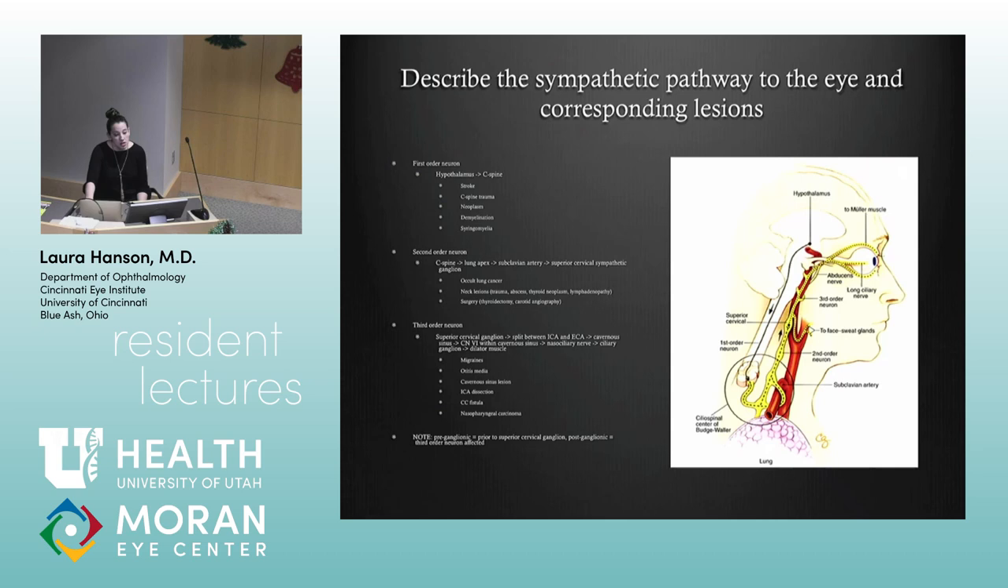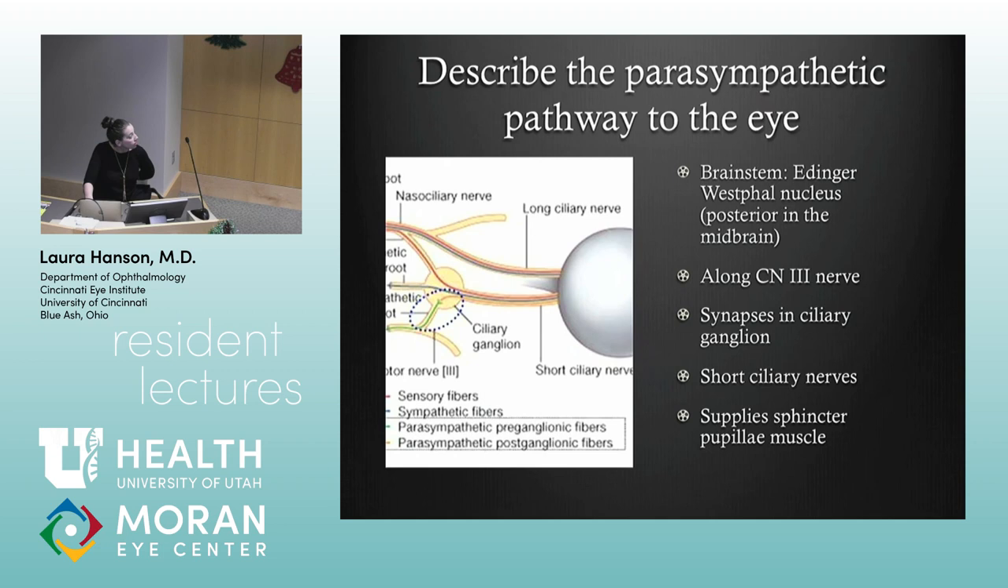You have to know the sympathetic pathway. And most people pretty much know it enough to answer the questions, but for the Horner's questions and the parasympathetic pathway for cranial nerve 3 and Adie's questions, you do have to know those.